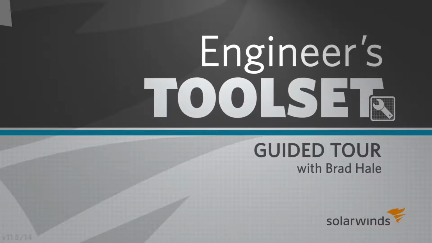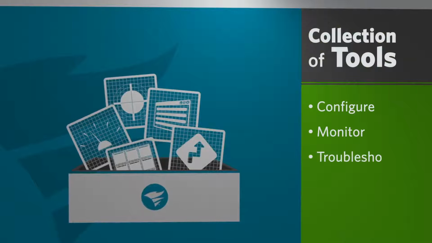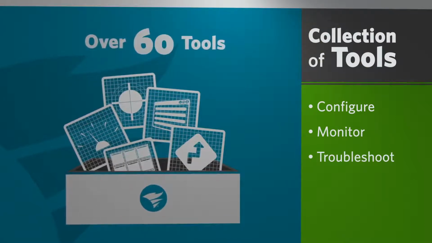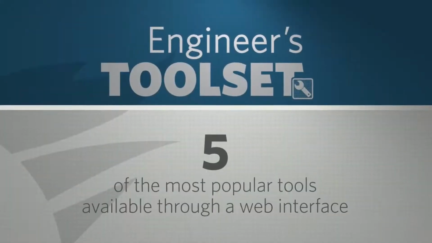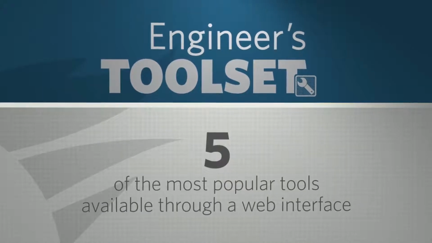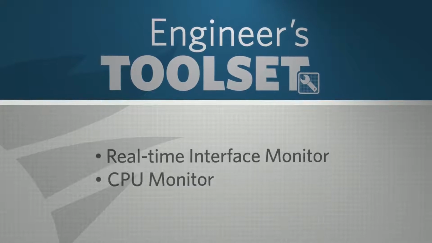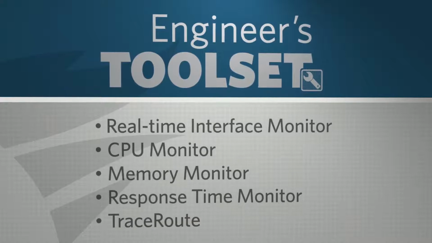Toolset is a collection of tools that lets you configure, monitor, and troubleshoot your network. There are over 60 different tools, and in this video we will take a look at some of the most popular ones. Engineers Toolset version 11 made 5 of the most popular tools available through a web interface for remote and mobile access. These tools include Real-Time Interface Monitor, CPU Monitor, Memory Monitor, Response Time Monitor, and Traceroute.